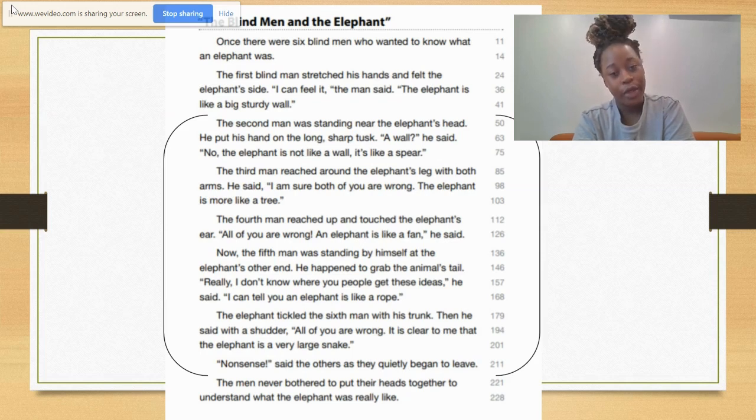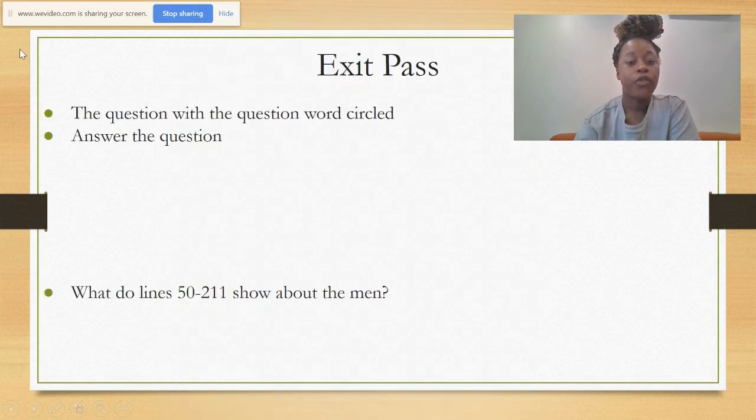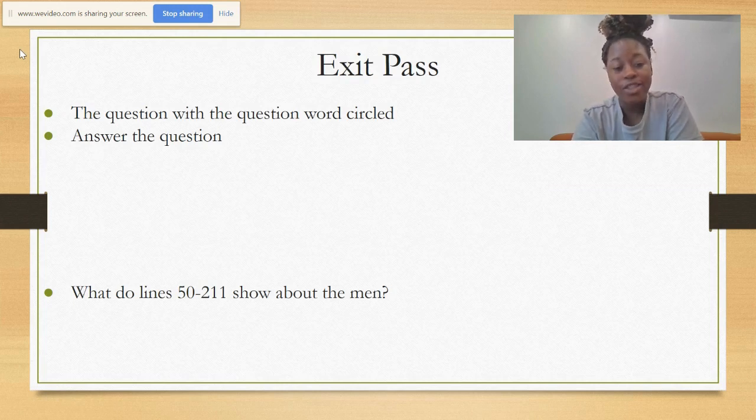Welcome back from your read. For your exit pass today, you're going to submit a picture of the question with the question word circled, and then your answer to the question. As a reminder, here's your question. What do lines 50 through 211 show about the men? Now, as you are answering the question, be sure to go back into the text. What you can do now is either rewind the video to right before so that you can see the text again, or you can pull it up on the TEP Student website.